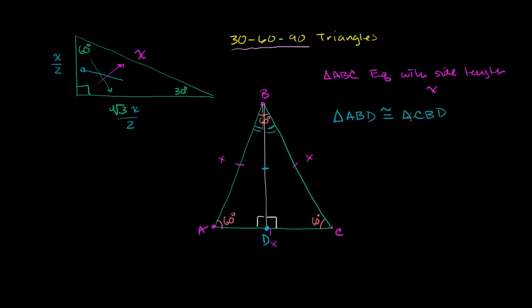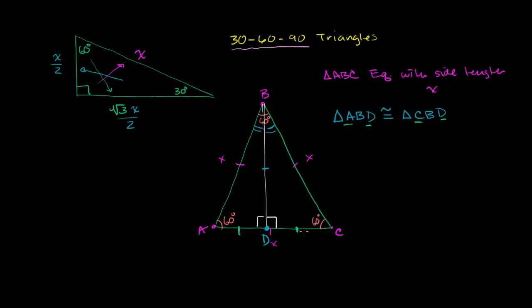And what that does for us, and we could use, as I said, angle side angle or side angle side, whatever we like to use for this. What that does for us is it tells us that the corresponding sides of these triangles are going to be equal. In particular, the length of AD is going to be equal to CD. These are corresponding sides, so these are going to be equal to each other.